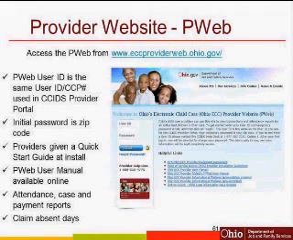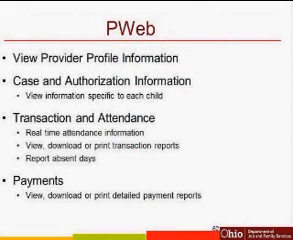The PWeb system is primarily a view-only system. Here you'll be able to view your provider profile information. You'll also be able to see case and authorization information specific to children who are authorized to your program. Transaction and attendance information will be available to you on the PWeb. This is real-time information, so if the parent is standing at the POS device and swipes their card, that information is transmitted to Ohio ECC and you can view it immediately.